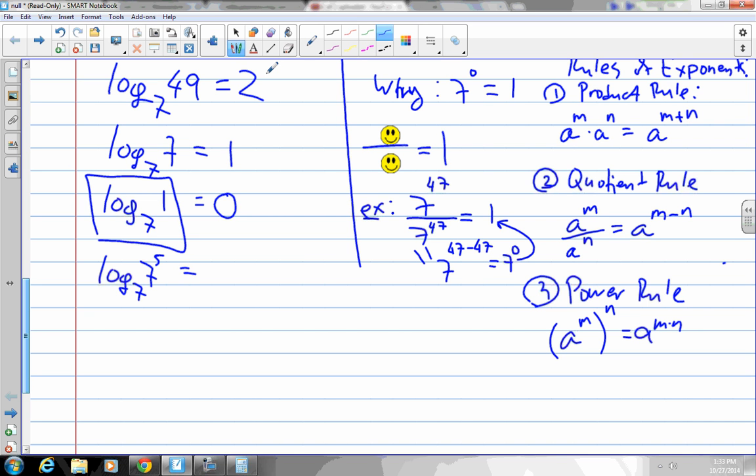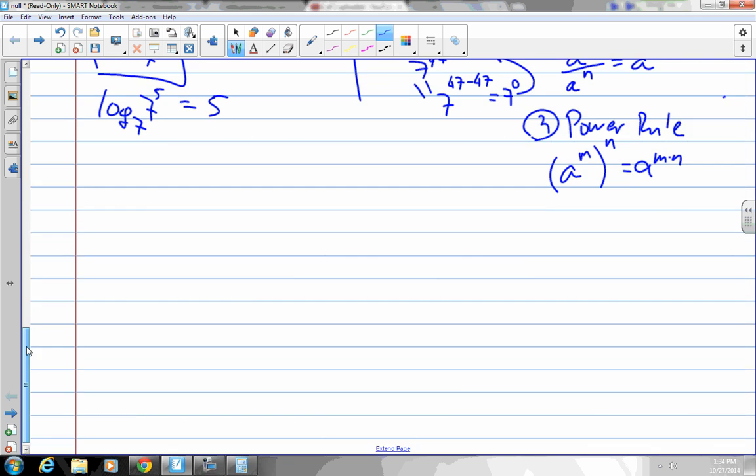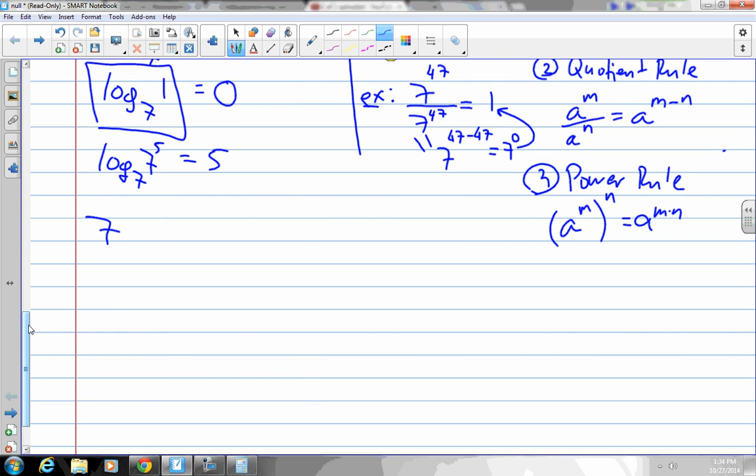How about this one? Let's go back. Log base 7 of 7 to the 5th. What do you think that equals? 5. It's almost a trick question. To what power do I need to raise 7 to get 7 raised to the power 5? Well, 5, right? Because that's what the question is. Well, the answer is 5. Now let me try this one. How about 7 raised to the power log base 7 of 5? What if I go that crazy?